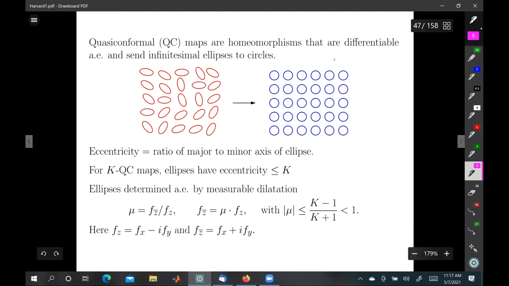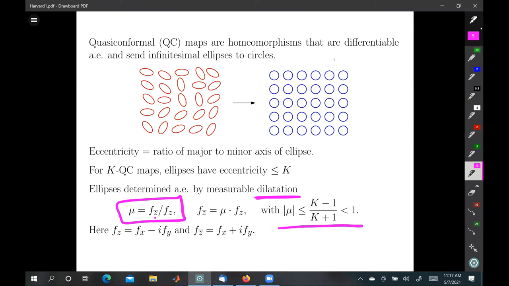Okay, there's a differential equation which encodes this. If you take the z bar derivative of f divided by the z derivative, this is called the dilatation of the map. And this turns out to be always less than one. The norm of this complex number gives you the eccentricity of the ellipse, and the argument of this complex number tells you what direction the ellipse points in, what the major axis is. So this complex number encodes the field.